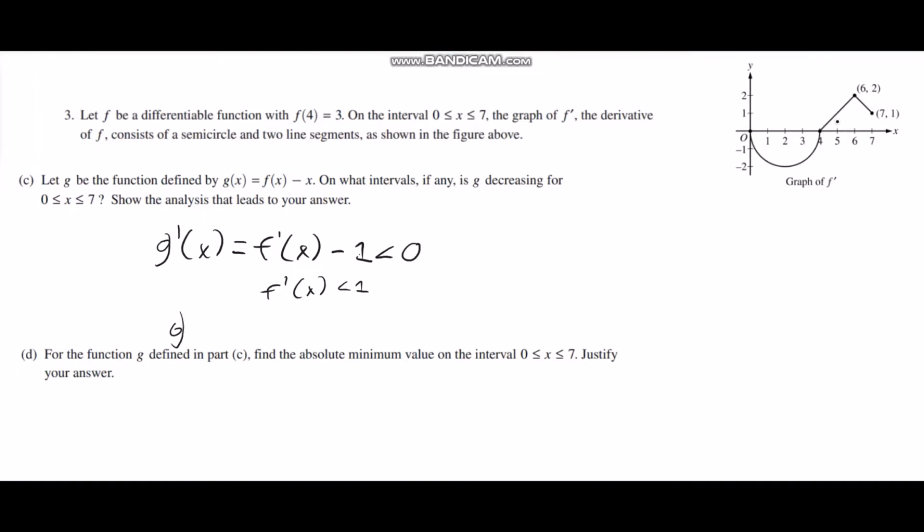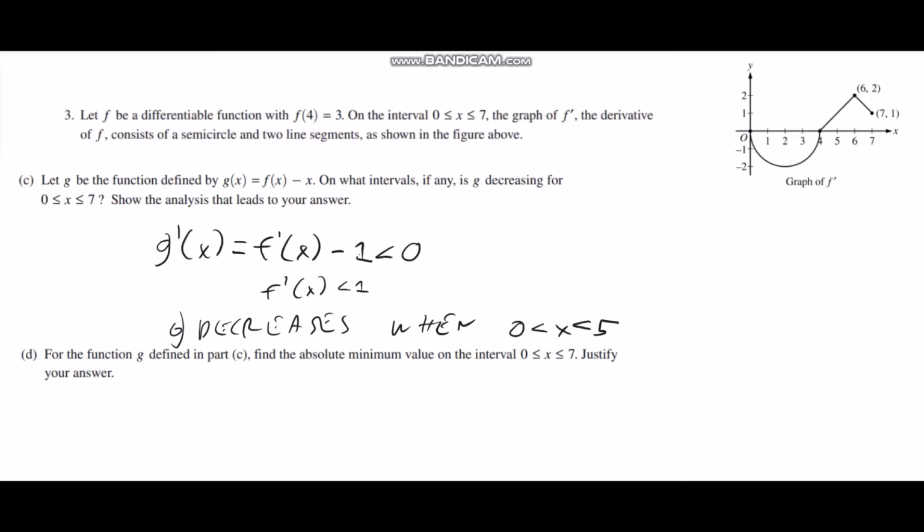So g decreases when 0 is less than x, which is less than 5. And it doesn't say justify, it just says show the analysis, and I think we did that.